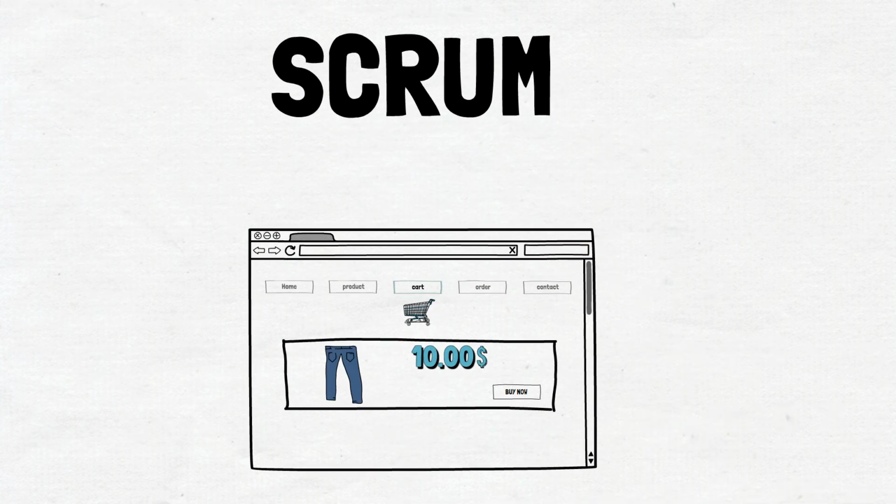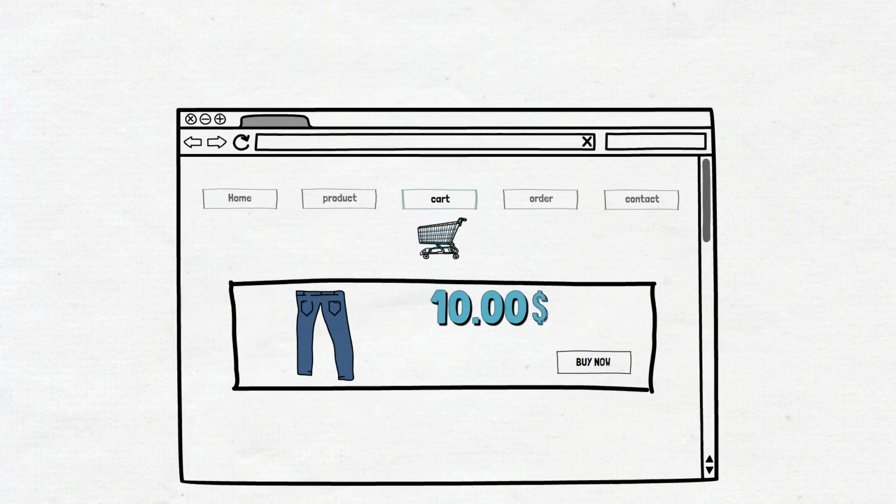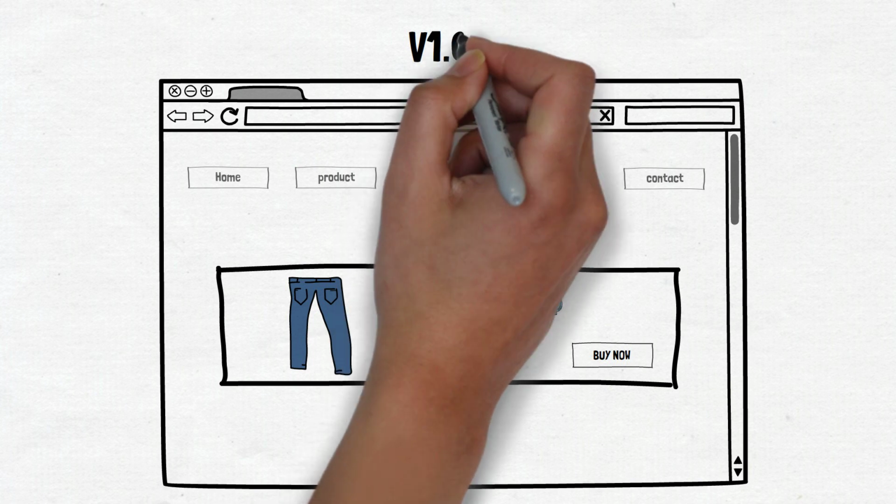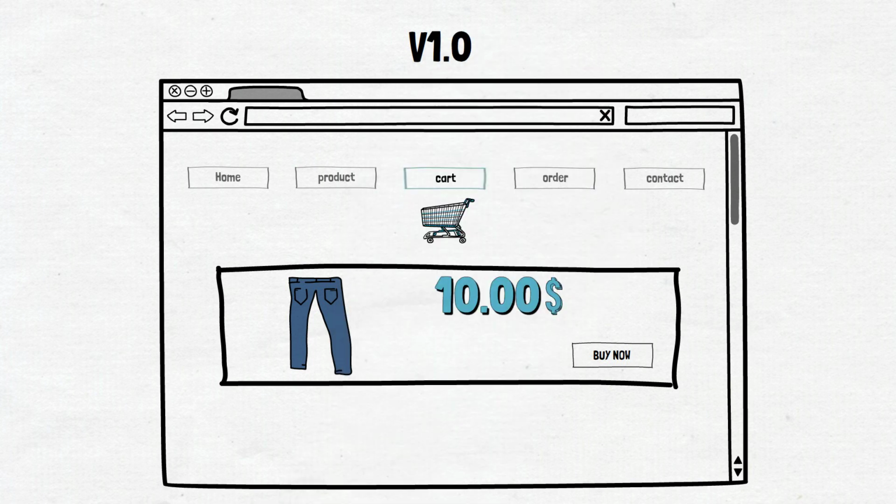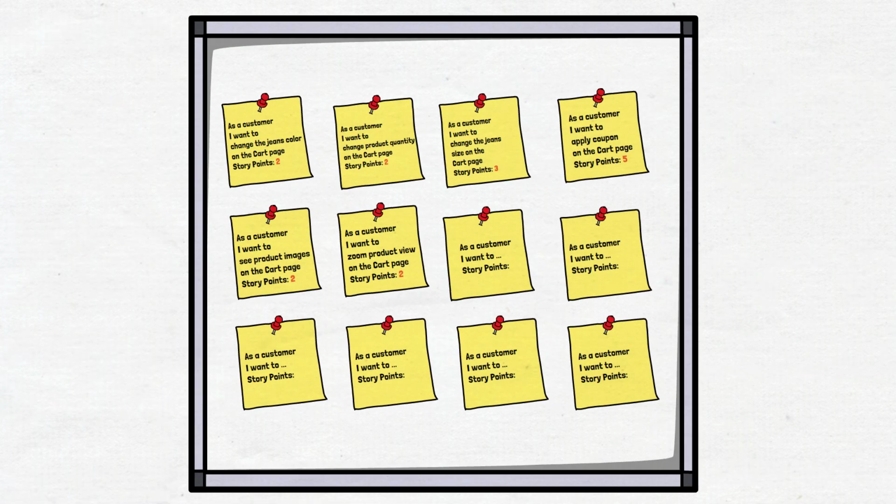Let's start with Scrum. It all starts with a product. The first version of the product is available for end users. They can fund the product and buy it. But there are plans to improve the user experience and provide more features and functionality. All these plans are written in the form of user stories on the board called product backlog.